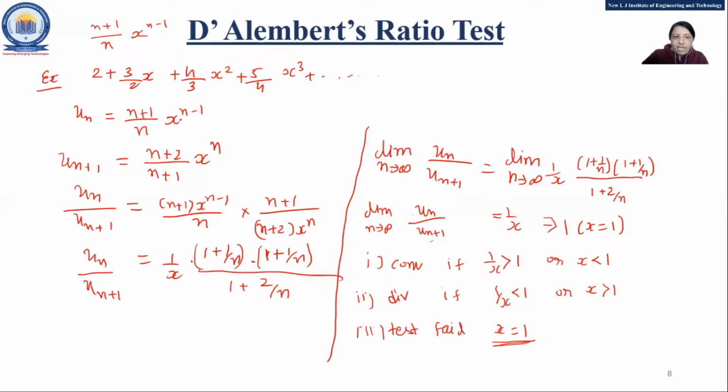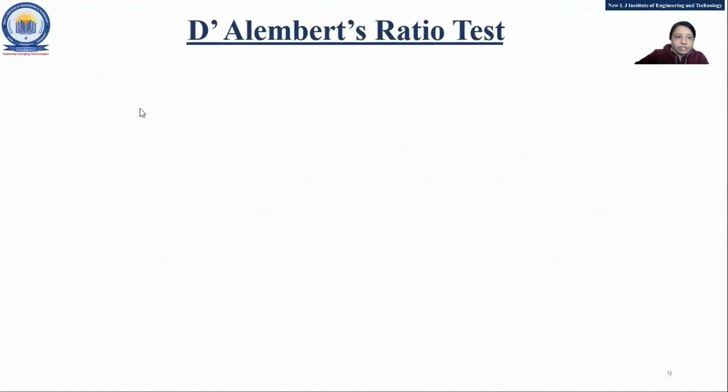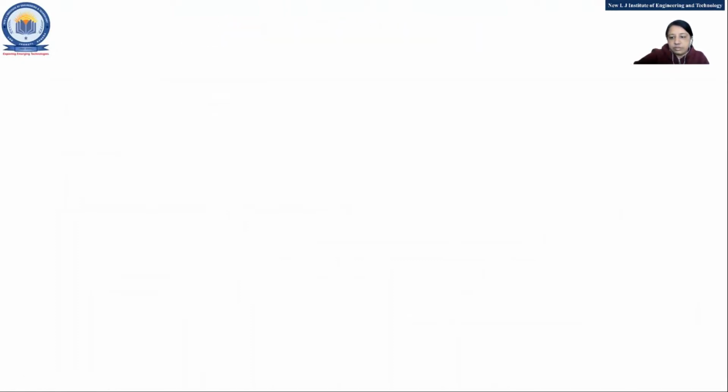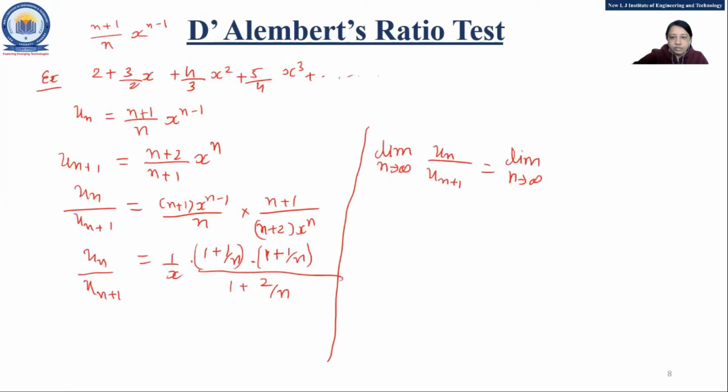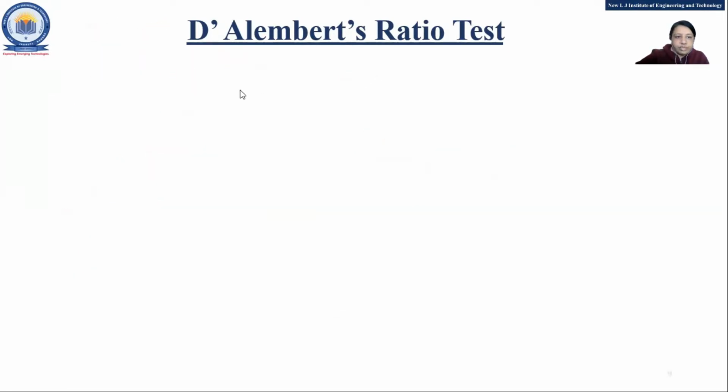Fine. So we'll put the value x equal to 1 into un. We'll get n plus 1 upon n. This is our un. So we'll write it on the next slide. When x equals 1, we need to find out whether the series is convergent or divergent, right? So that is what we have to do.